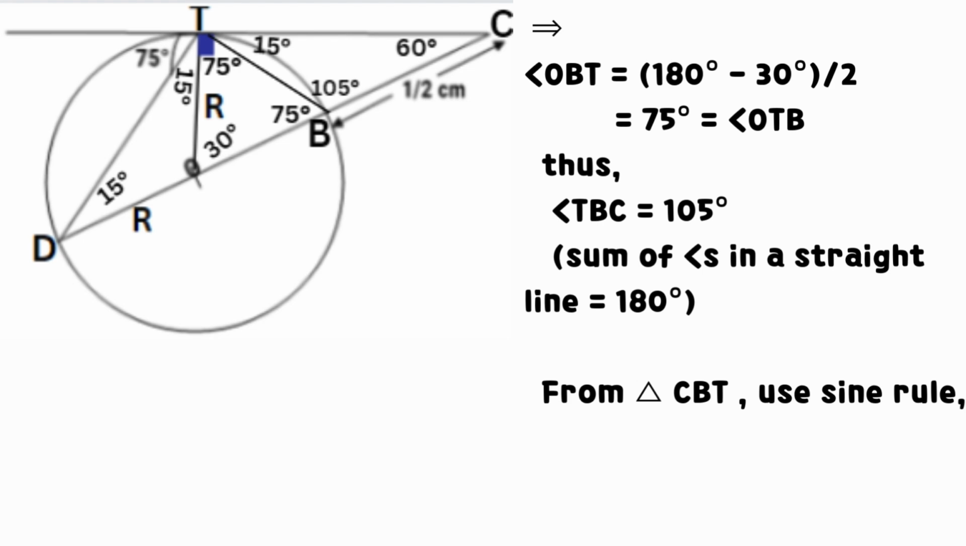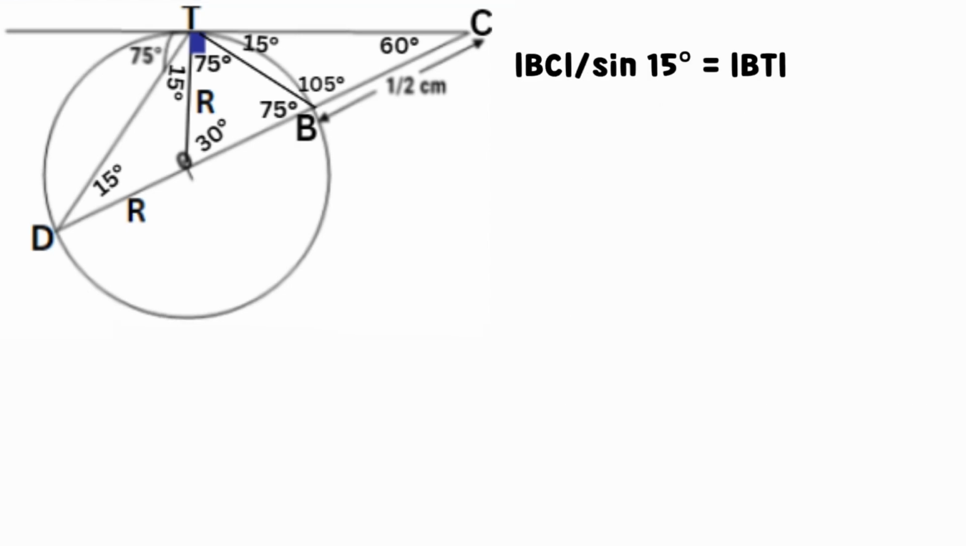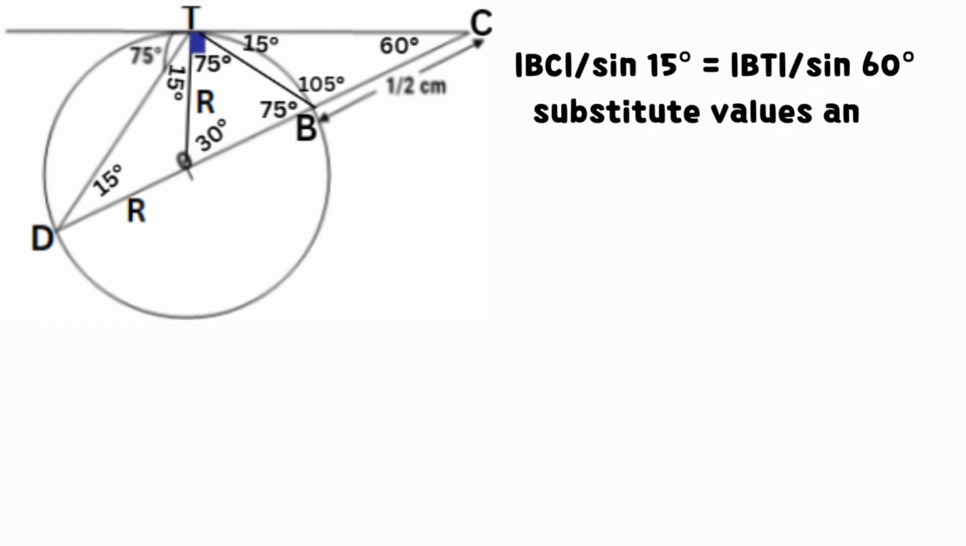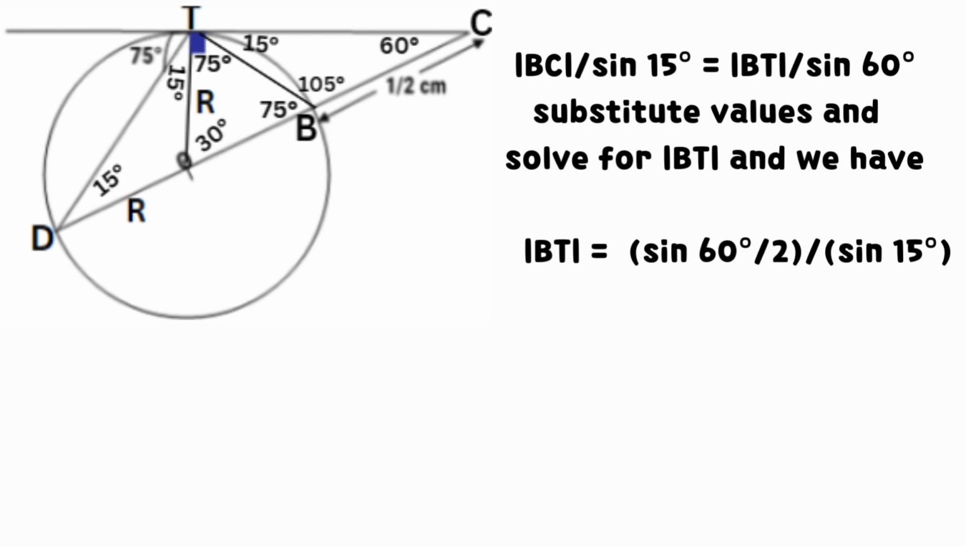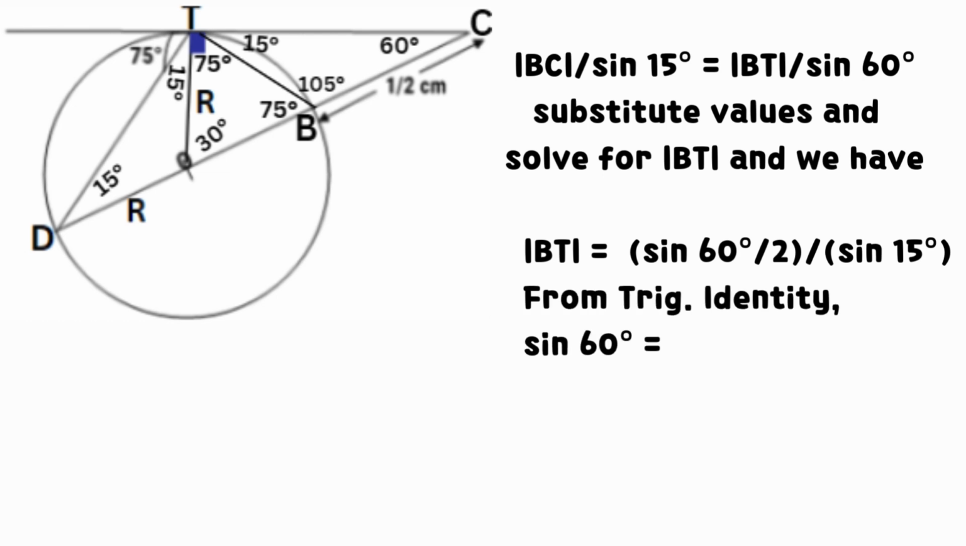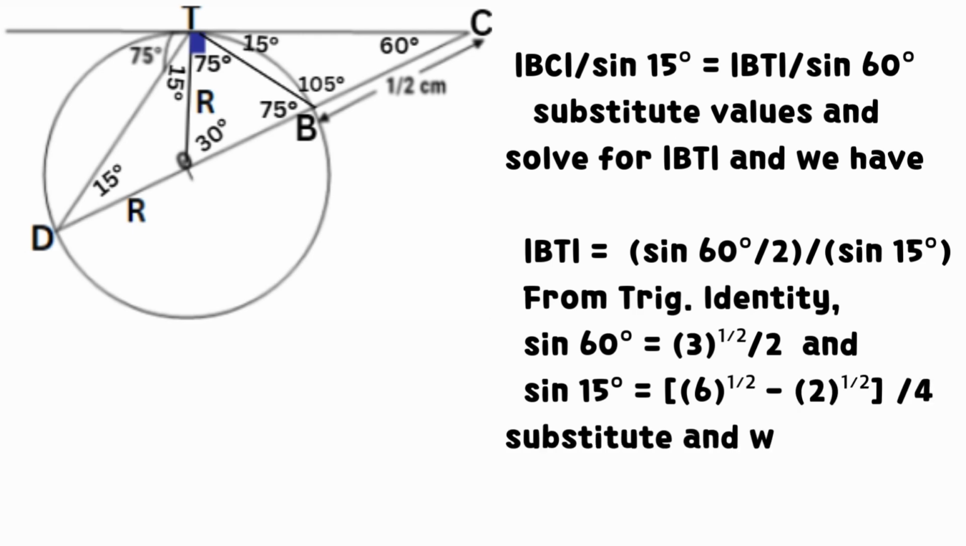From triangle CBT, use sine rule. Ratio of line BC to sine 15 degrees equals the ratio of line BT to sine 60 degrees. Substitute values and solve for line BT, and we have the equation for the length of BT as shown on the screen. From trigonometric identity, we obtain values for sine 60 degrees and sine 15 degrees, respectively.